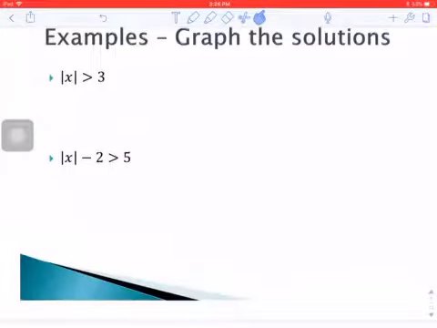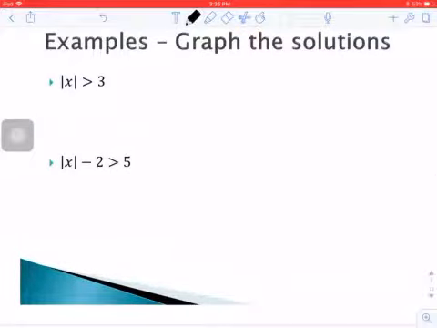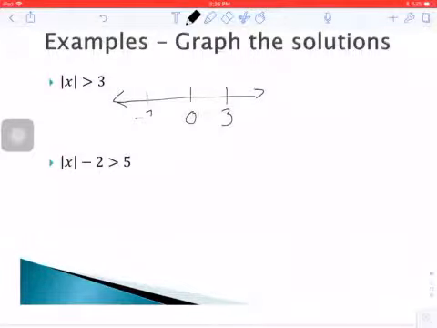So here's another example. Let's say I have the absolute value of x is greater than 3. That means I want numbers that are more than 3 units away from 0. So here's +3 on the right. Here's -3 on the left. We are going to not include them, so open circles there and there. And remember, we want to go more right and more left, because these are further away than 3 units.